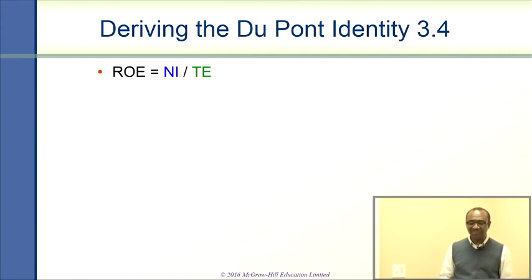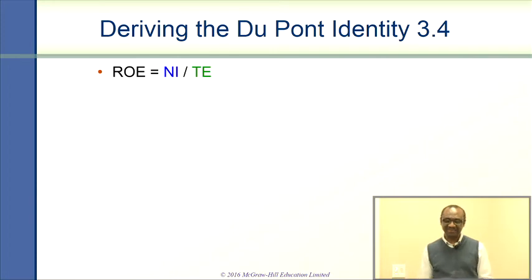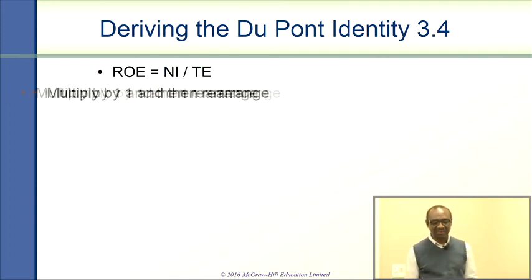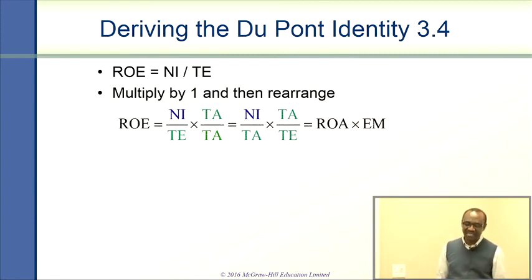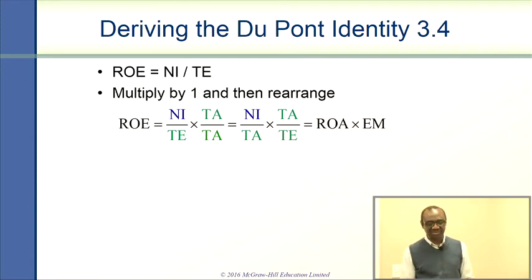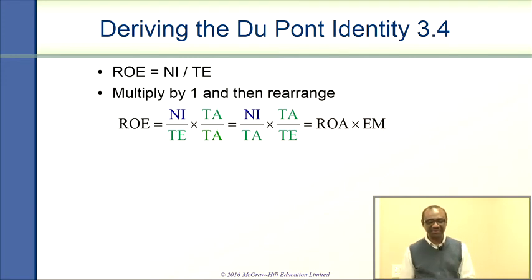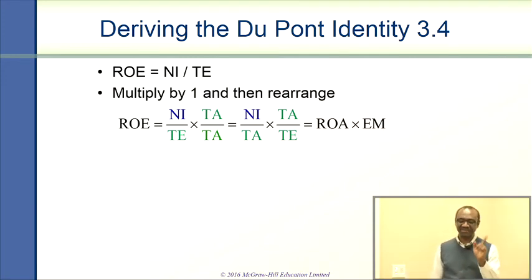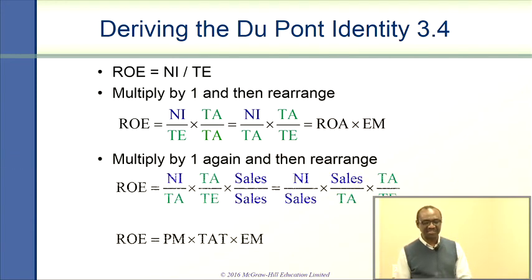There are multiple steps here. First we calculate the return on equity, which is the net income divided by total equity, and so we multiply by 1 so that we rearrange it. Then the return on equity equals the net income divided by total equity multiplied by total asset divided by total asset, which equals net income divided by total asset multiplied by total asset divided by total equity. All of this gives us the return on asset multiplied by the equity multiplier. So by multiplying by 1, again, we rearrange it, and that's what we get.